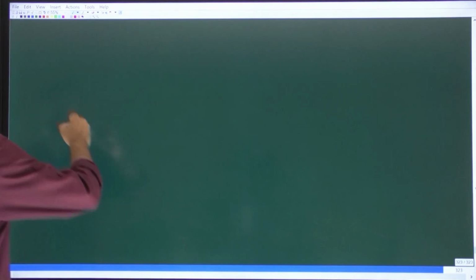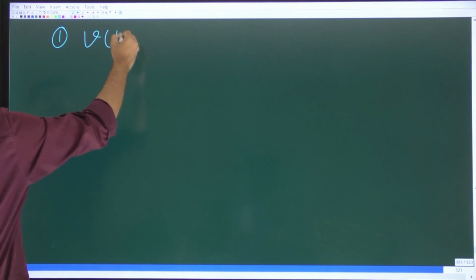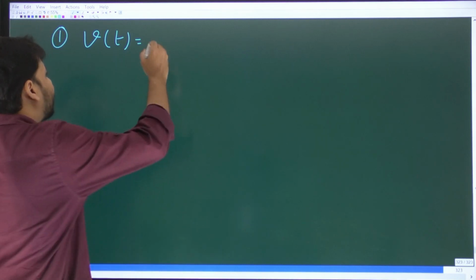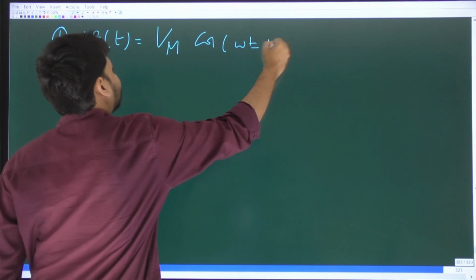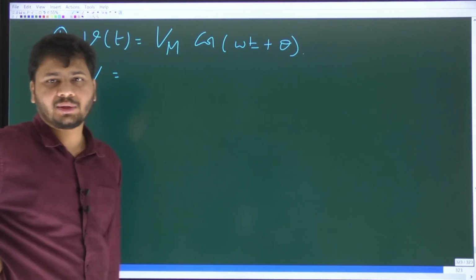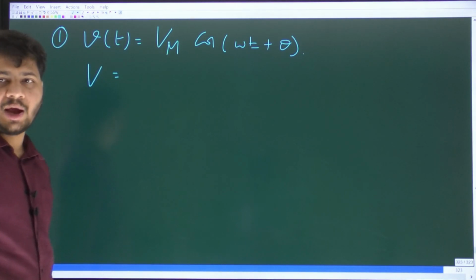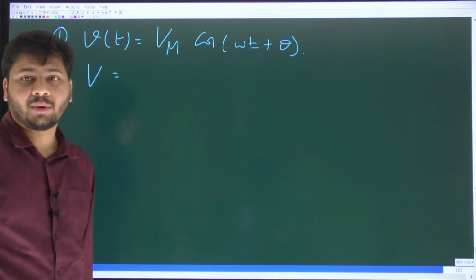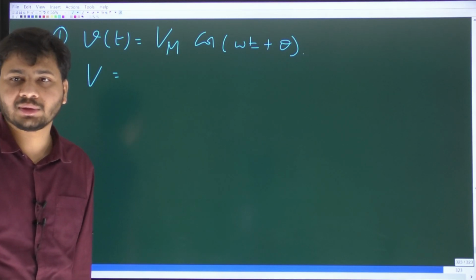So first, let's say we have a voltage v of t which is expressed as a cosine function. Let it be Vm cos omega t plus theta. Now the very easy way to write this voltage in phasor form is what? What is Vm? Is it not the amplitude? Amplitude in the time domain will become magnitude in the phasor domain, the magnitude of the complex number.